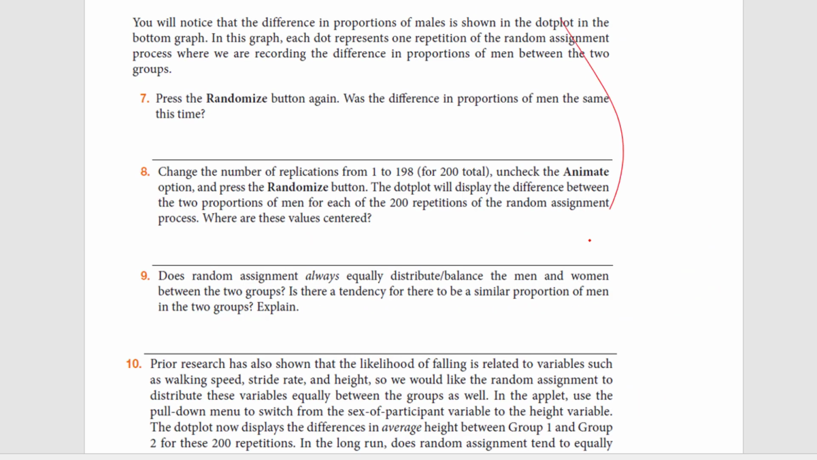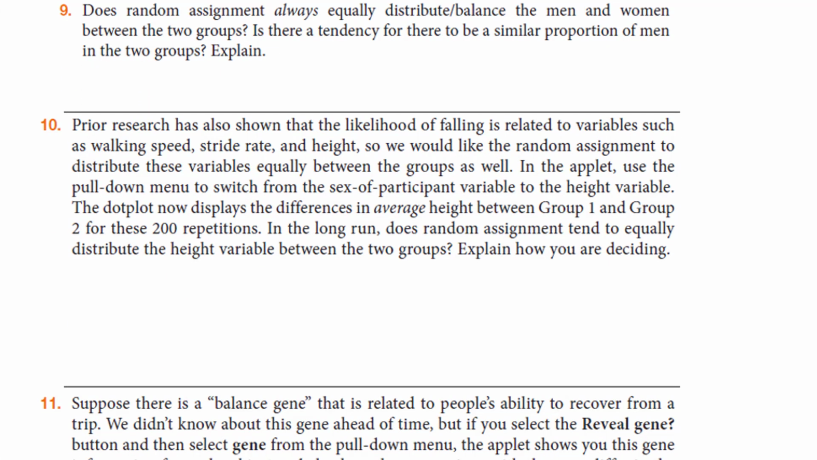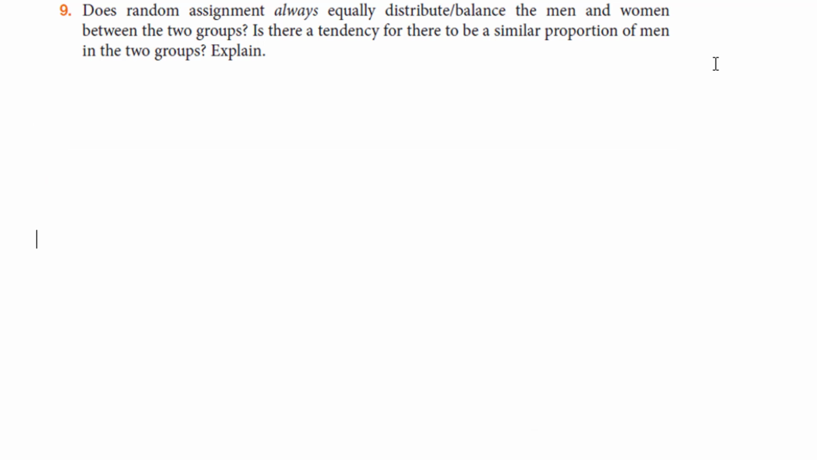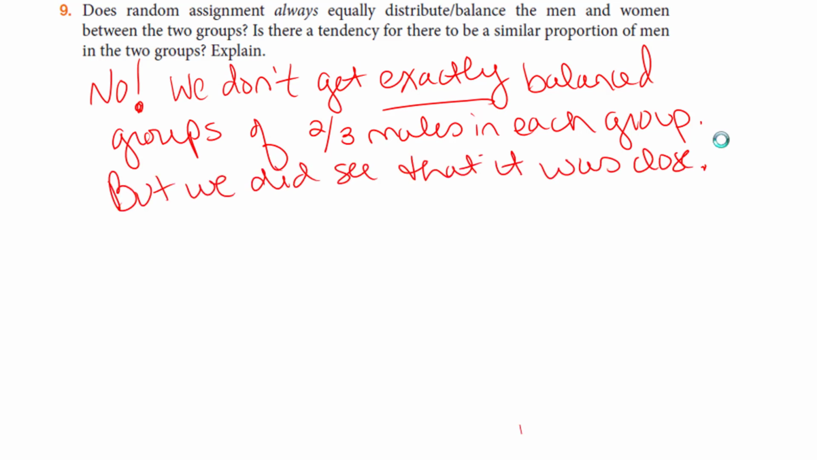Number 7 and 8 are further just walking through the directions of how to use that applet, so I'm just going to skip up to number 9. Number 9 is asking, does random assignment always distribute or balance the men and women between the two groups equally? No. We do not get exactly balanced groups of 2/3 males in each group. But what we did see is that it was close. There was a similar proportion of males in each group when we used random assignment.